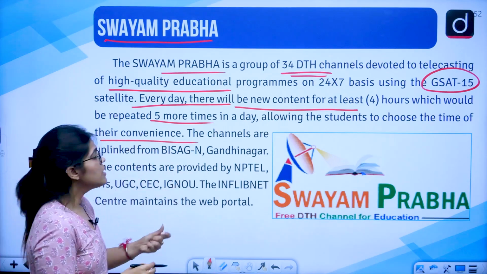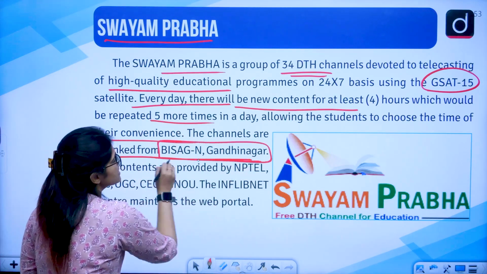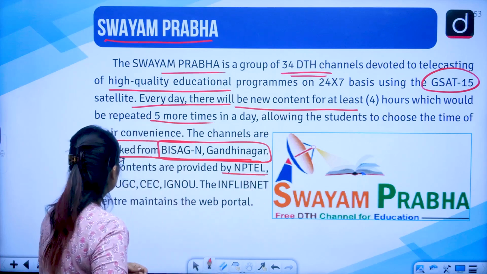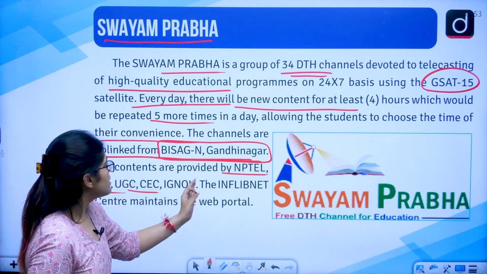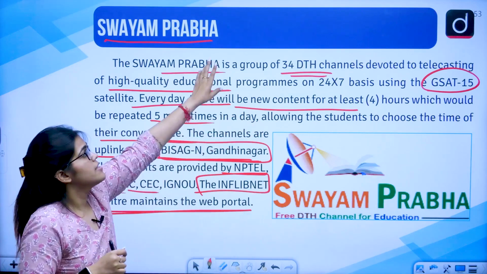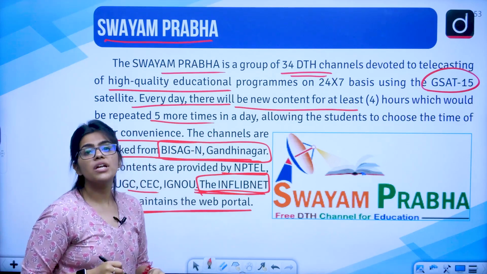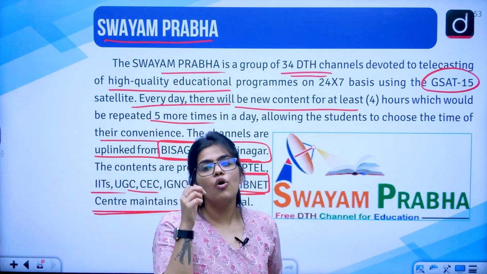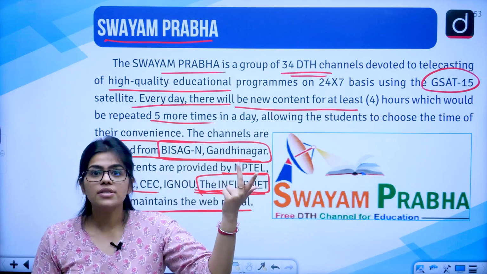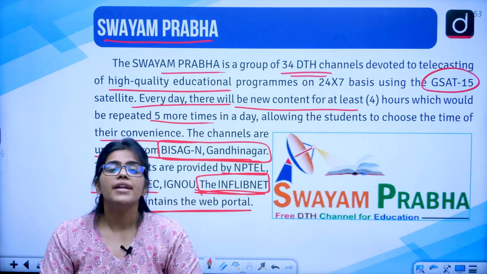The channels are uplinked by BISAG Gandhinagar. So where is the headquarter? In Gandhinagar. They are uplinked from BISAG Gandhinagar. It is present in Gandhinagar. The content is provided by bodies again are NPTEL, you have IITs, you have UGC, CEC, IGNOU, and the INFLIBNET Centre maintains the website, another PYQ. So they have already asked about the website, they have asked about the channels, they have asked about where all of these headquarters are located. They have also asked about the web portal INFLIBNET. This means that deeper knowledge about all of these initiatives are important. You should also look and read more about Shodh Ganga, Shodh Sindhu, Gyan Vani, and other initiatives that have been taken for the education and for delivering of the content to the students as well.